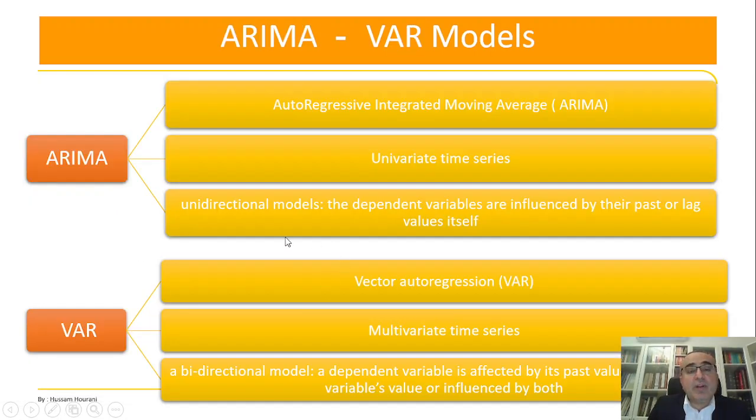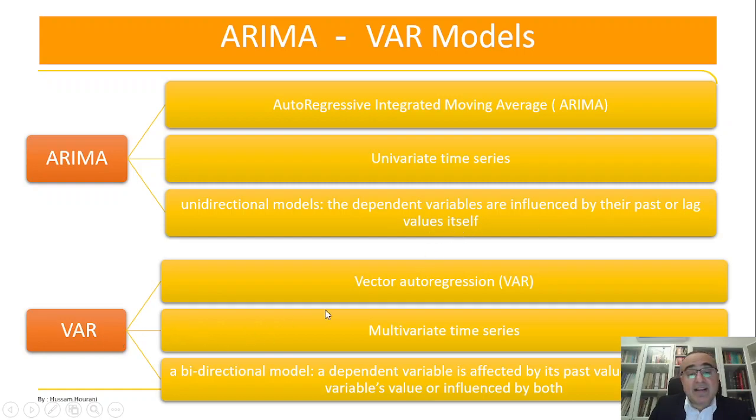And what are the models that we will use? We will use ARIMA and VAR. So what is ARIMA? ARIMA is auto-regressive integrated moving average, and it's univariate time series. So it depends on one single feature, one variable. And also it is a unidirectional model. The dependent variable is influenced by its own past or lag values.